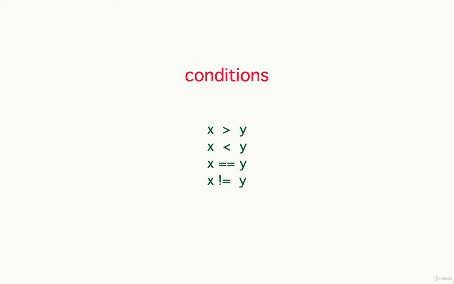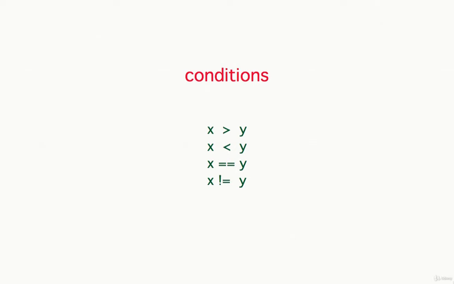There are many conditions that you can apply. Greater than, less than. To check if values are equal, we use double equal sign. And to check if values are not equal, we use exclamation followed by equal sign.